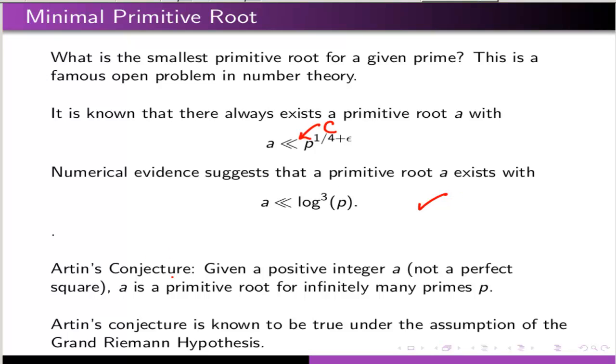Artin's conjecture is of a different type. It says if I fix a positive integer a, like 2 or 3, and as long as it's not a perfect square, then it will be a primitive root for infinitely many primes p. So the positive integer 2, for instance, is going to serve as a primitive root mod p for infinitely many primes. The conjecture is still open, but it is known to be a consequence of the grand Riemann hypothesis on the zeros of L functions having real part 1/2.